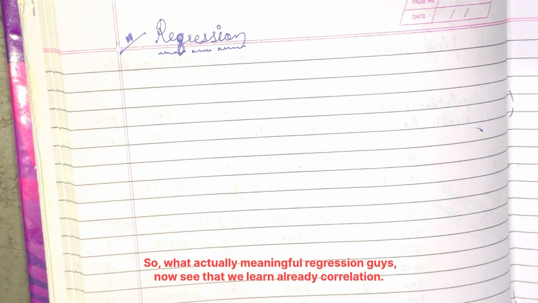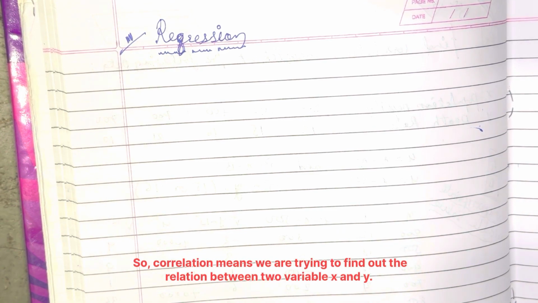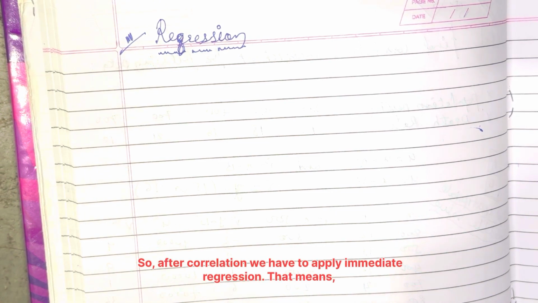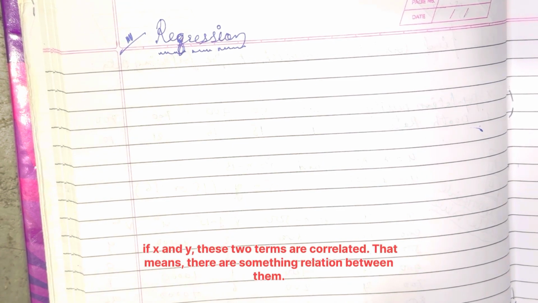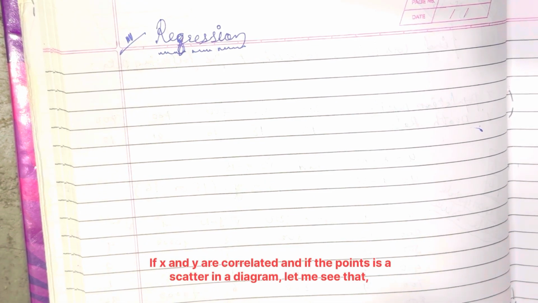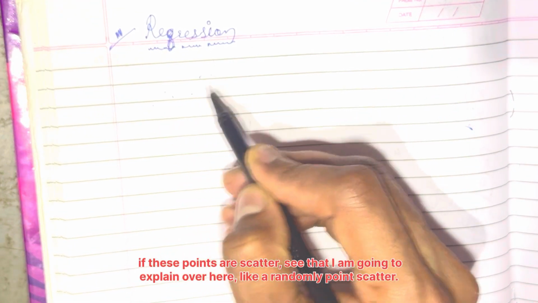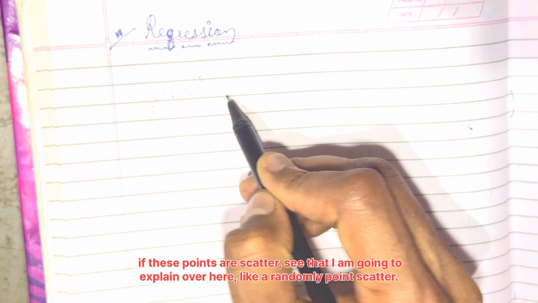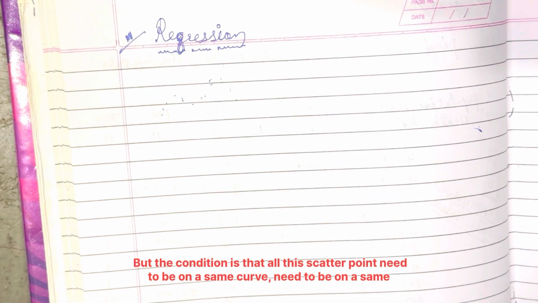So what is the actual meaning of regression guys? Now see, we already learned correlation. Correlation means we are trying to find out the relation between two variables x and y. After correlation we have to apply regression immediately. That means if x and y are correlated, they have some relation between them, and if the points are scattered randomly in a diagram.